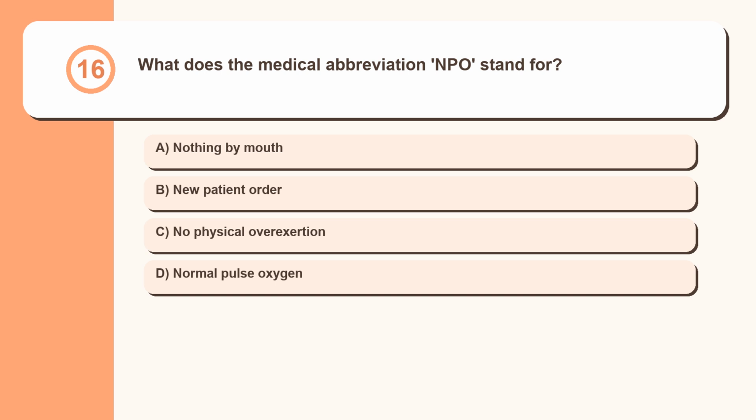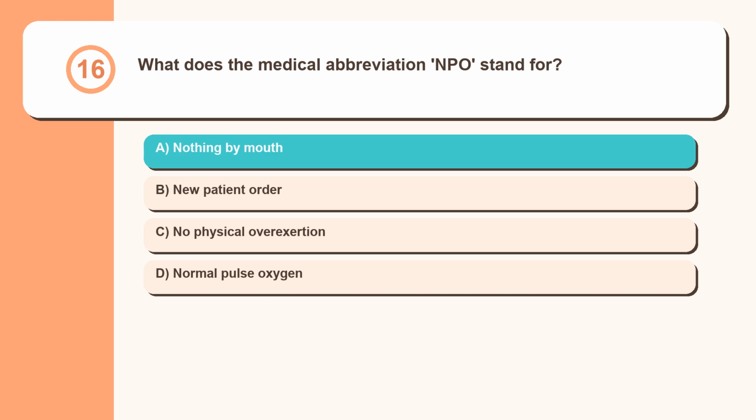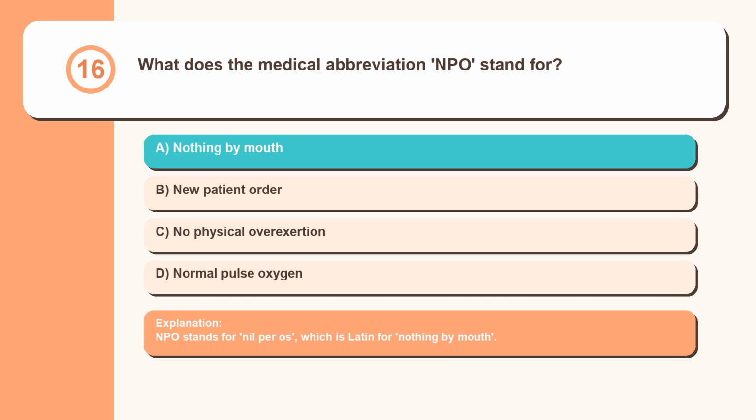Question 16. What does the medical abbreviation NPO stand for? Nothing by mouth. New patient order. No physical overexertion. Normal pulse oxygen. NPO stands for nil per os, which is Latin for nothing by mouth.